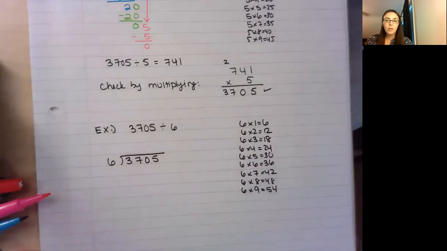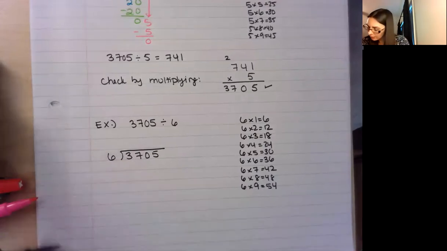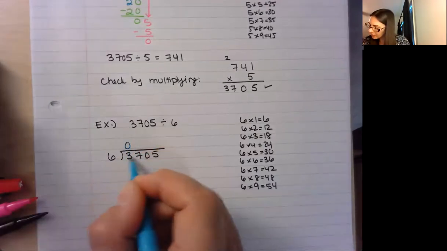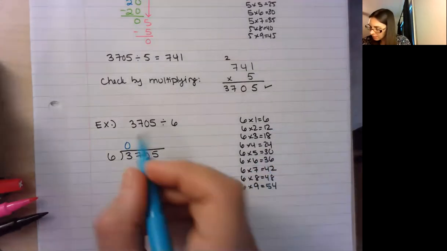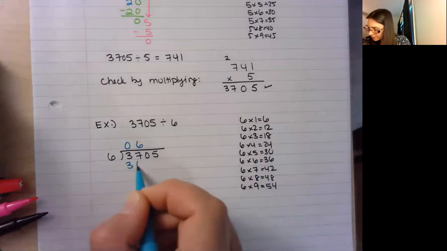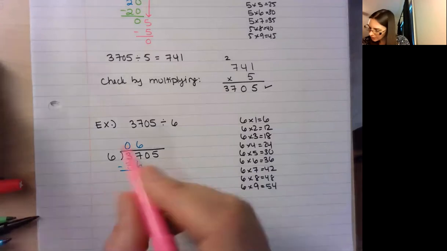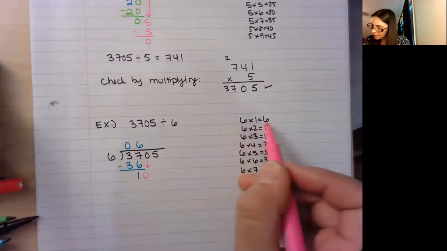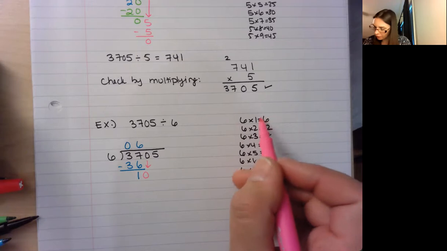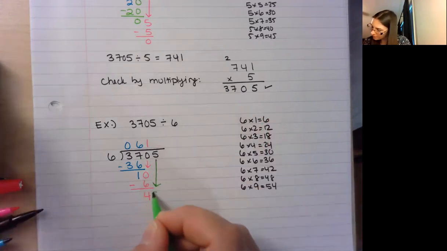Okay, so now I have 6 into 37 first, right? It does not go into 3, but it does go into 37, and I can go in here. I get 36 is as close as I get, so I get 6 times 6 is 36. And I subtract and I get 1. And I'm going to bring down one digit. I get 10. Now 6 does go into 10. It only goes in one time. 1 times 6 is 6. So I subtract and I get 4.